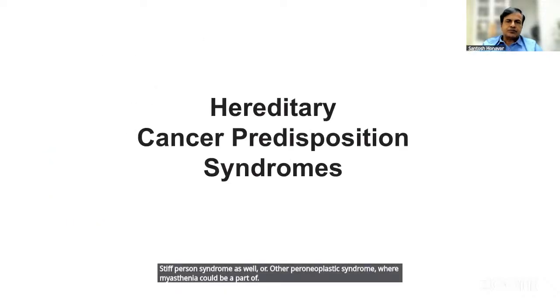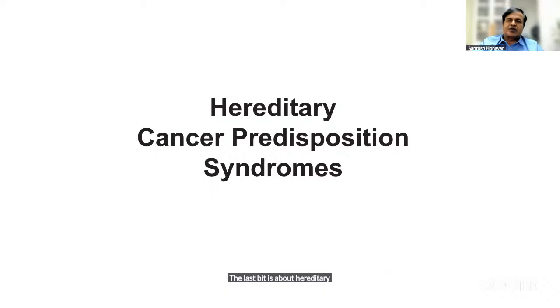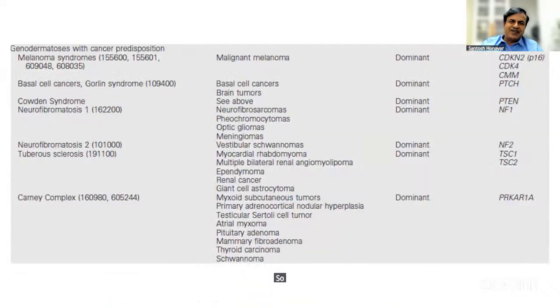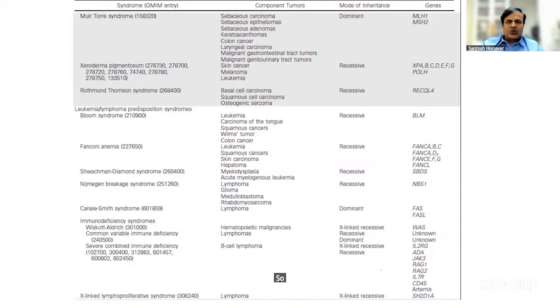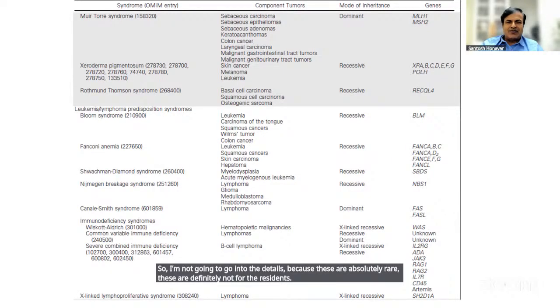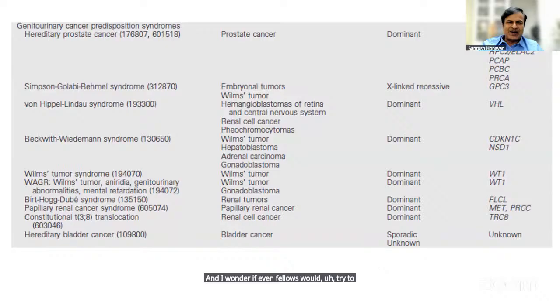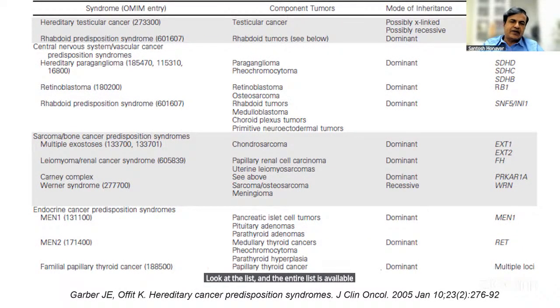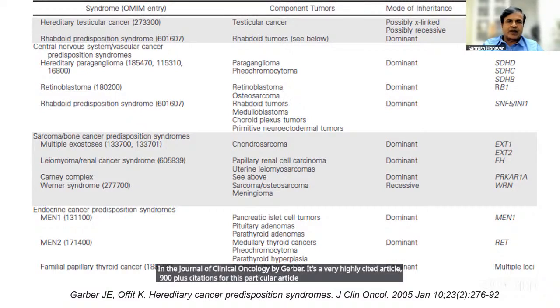The last bit is about hereditary cancer predisposition syndromes. Mainly these are spotters. If you look at the list, it is daunting. There are so many hereditary cancer predisposition syndromes, and many of these can affect the eye. I'm not going to go into the details because these are absolutely rare. These are definitely not for the residents, and I wonder if even fellows would try to remember many of these. Look at the list. The entire list is available in the article in the Journal of Clinical Oncology by Gerber. It's a very highly cited article, 900 plus citations.